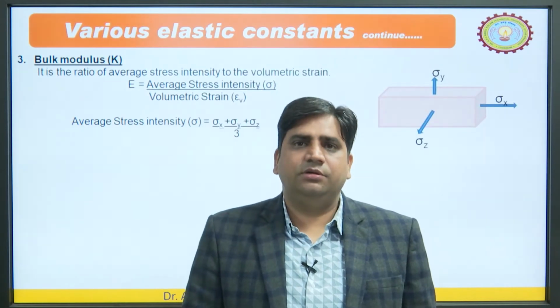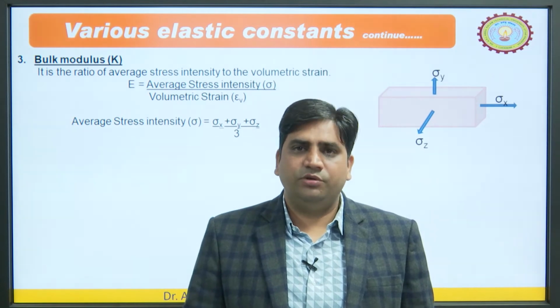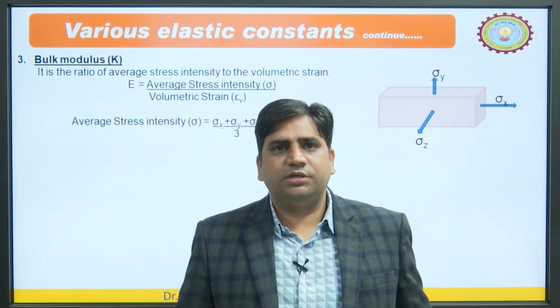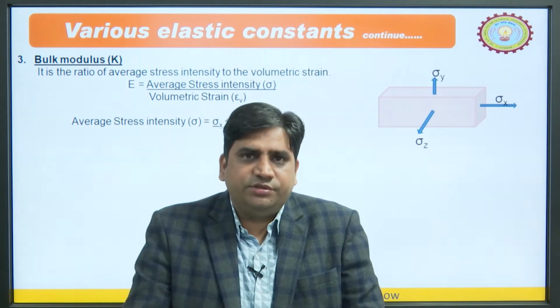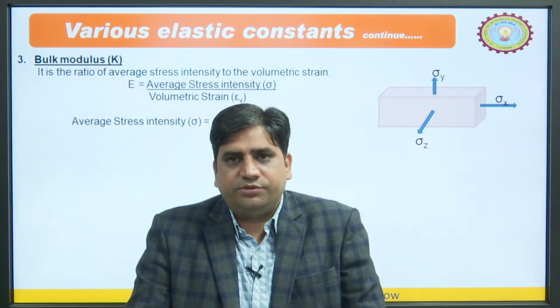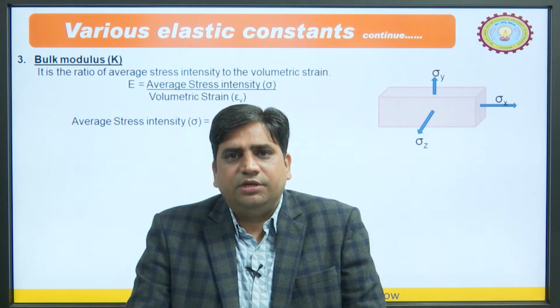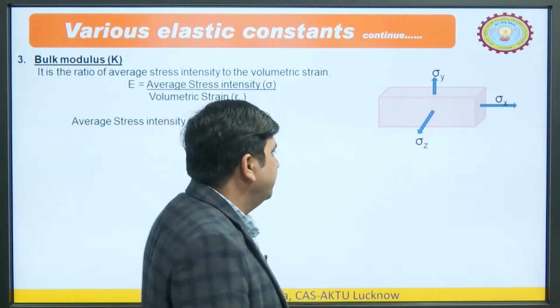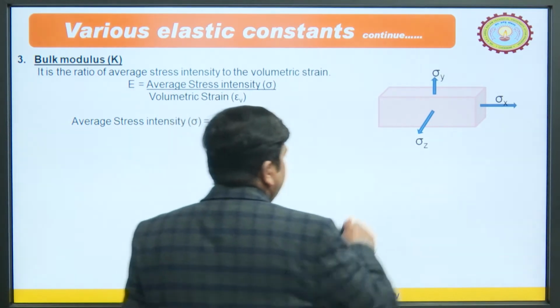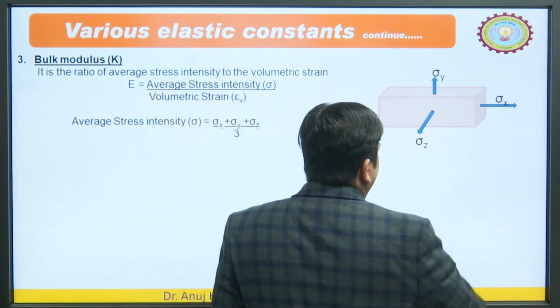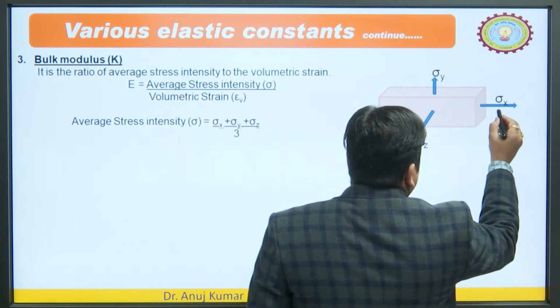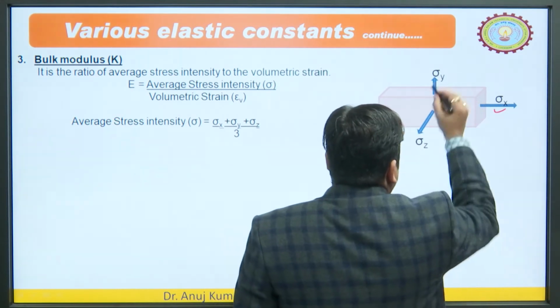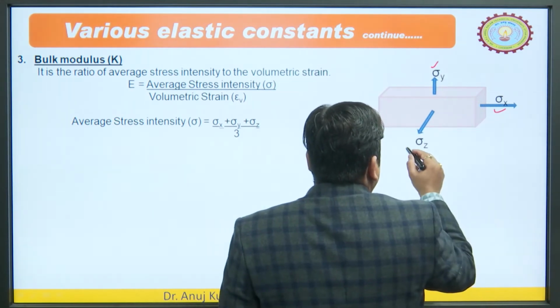Now, the next property is bulk modulus. Bulk modulus is the ratio of average stress intensity to the volumetric strain, but the only difference is that now we are talking about the complete volume. Let us say we have 3 stresses induced on this object in 3 different mutually perpendicular directions: in the x direction it is sigma x, in the y direction sigma y, and in the z direction sigma z.